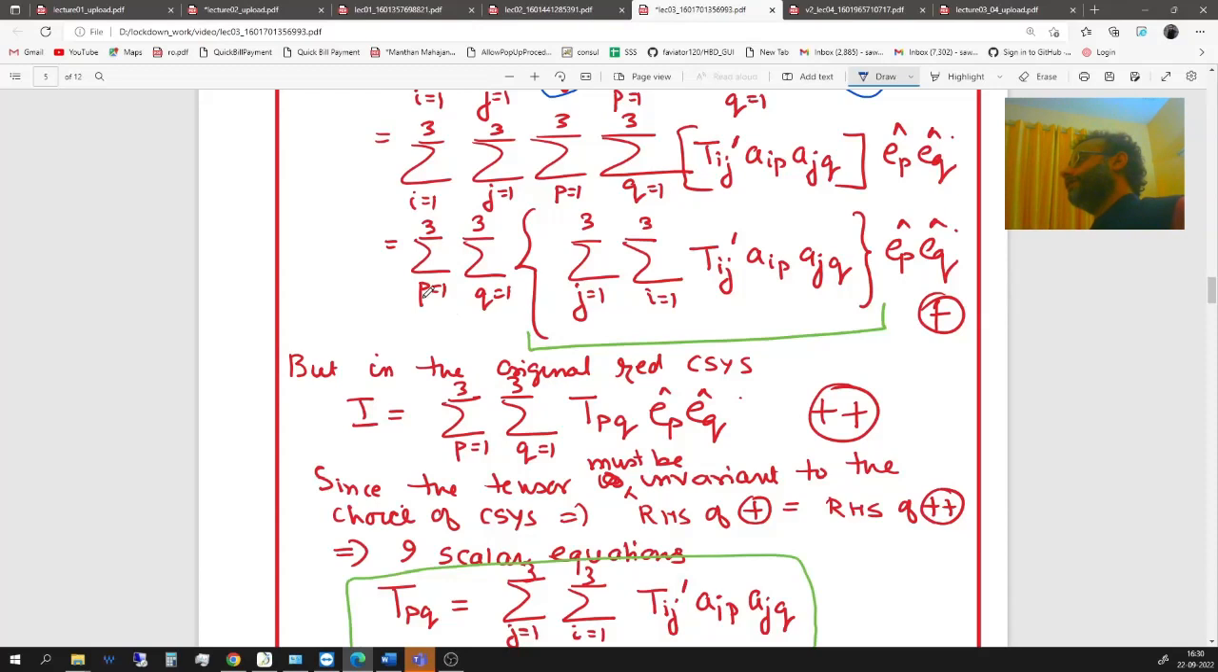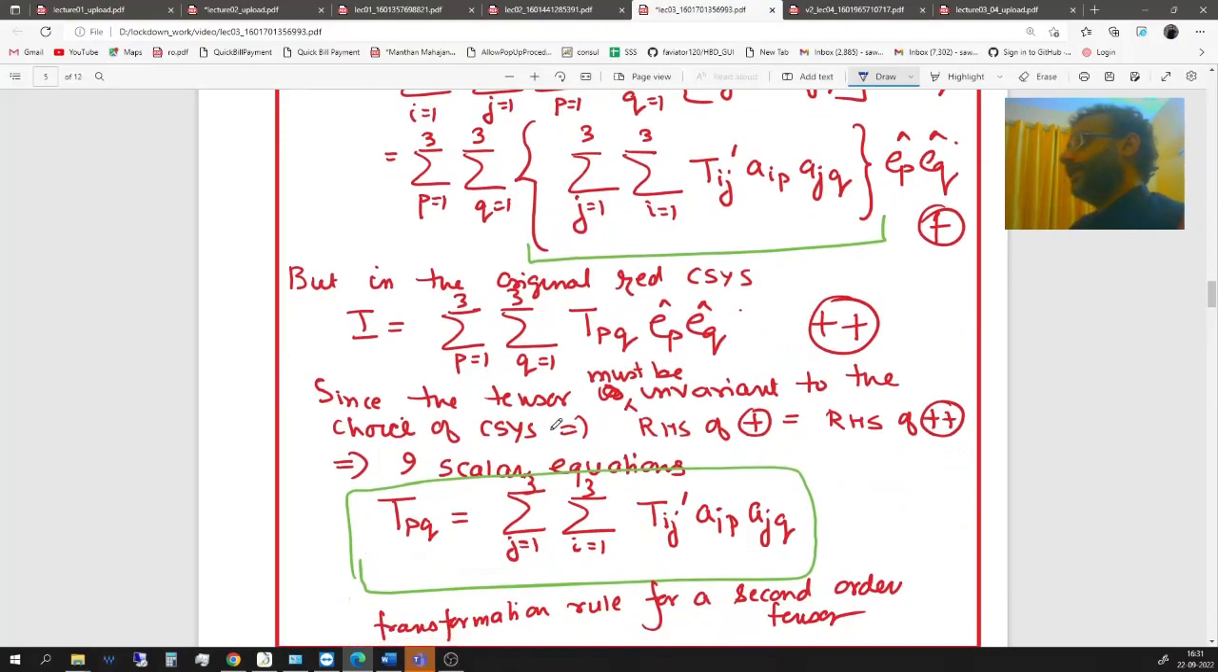I have written this whole expression in a manner such that I can directly compare it with the expression which I am calling double plus here, which is the expression of T directly being written in the red coordinate system. So directly in the red coordinate system, you would have written T as T_PQ, E_P E_Q, summation over P and Q.